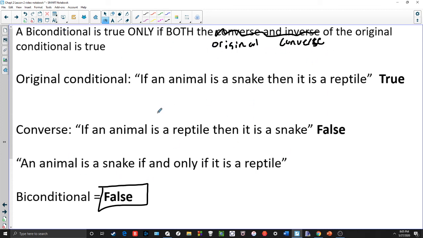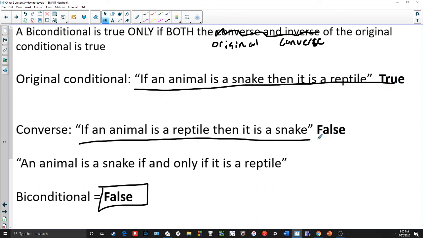So this is an example where it's false because the original statement is true, but the converse is false. Therefore, the biconditional they make is also going to be false, because you can think of a counterexample here. An animal is a snake if and only if it's a reptile. Again, the counterexample would be lizards. A lizard is a reptile, but it is not a snake.